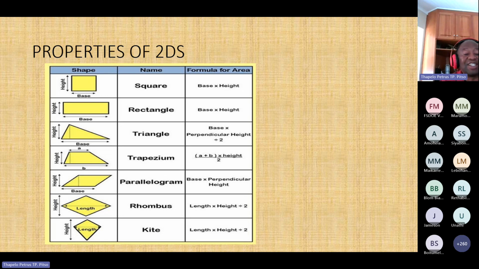Triangle, like we've just indicated, is half base by height, because we've realized that a triangle is half of a rectangle. Trapezium, like we said, you add parallel sides, half of their sum, multiply by height. And then your parallelogram, we'll be discussing those in other lessons. Today, we're just focusing on a rectangle, a square, triangle, and a trapezium.